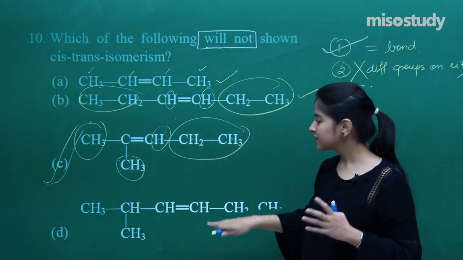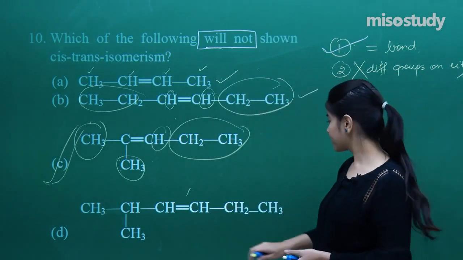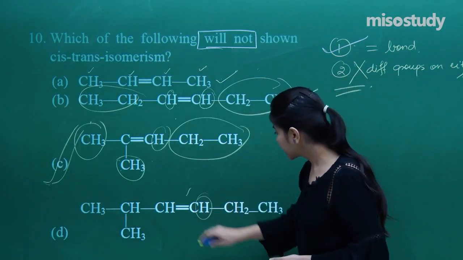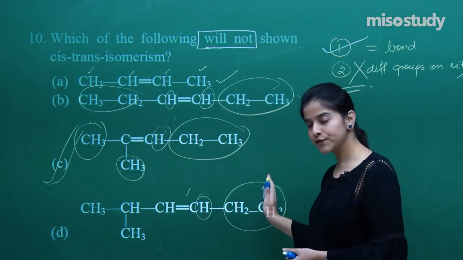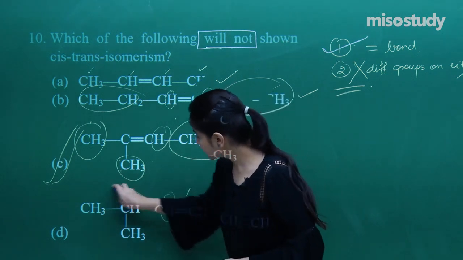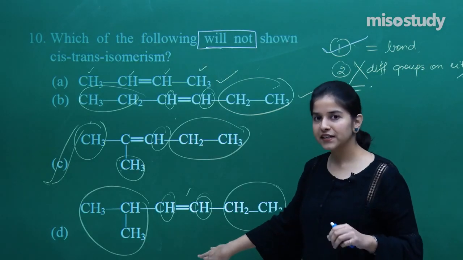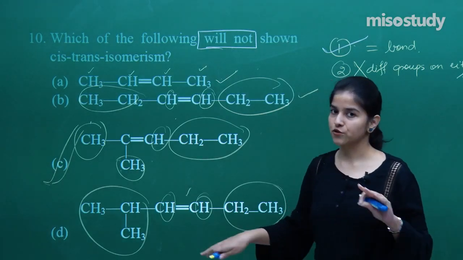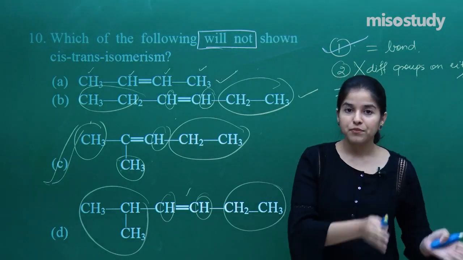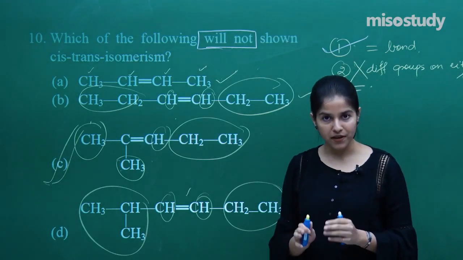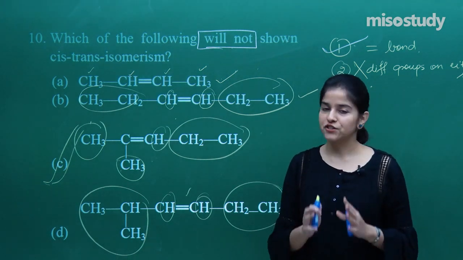But let us just check the last option as well. Double bond is there, right? Now here is H and here is ethyl present on one side. Here is H and here is isopropyl present on the other side. That means definitely this will also show cis-trans isomerism. I am not going into the detail of what all the representations of cis and trans isomers will be. That you have to do on your own because we have done it in the sessions as well.